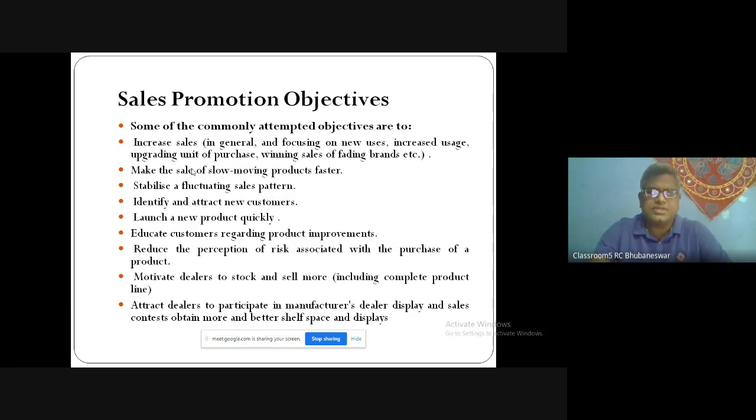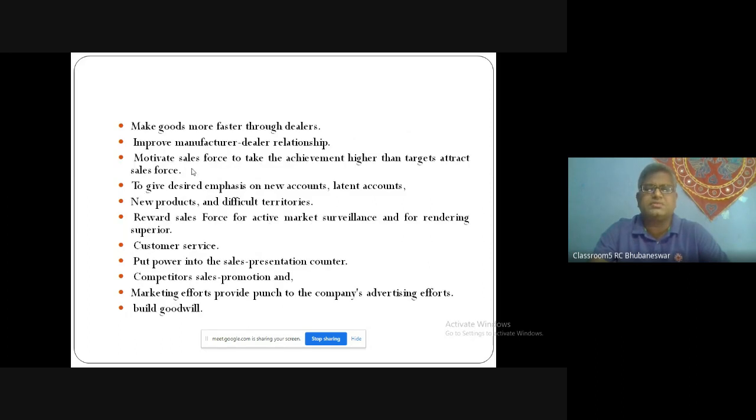The objectives are to increase the sales, to stabilize the fluctuating sales pattern, to identify new customers, educating the customer, or to reduce the perceived risk, and you can motivate the customer to buy the product, to use the product, or motivate the salesperson to achieve the target also, and have a good relationship between the manufacturer and dealer also. And you can create awareness, as some new products are very difficult to get participation in territories. You can focus on competitor sales promotion and marketing efforts also, and build goodwill also. These are some issues to be undertaken in a particular product promotional strategy.